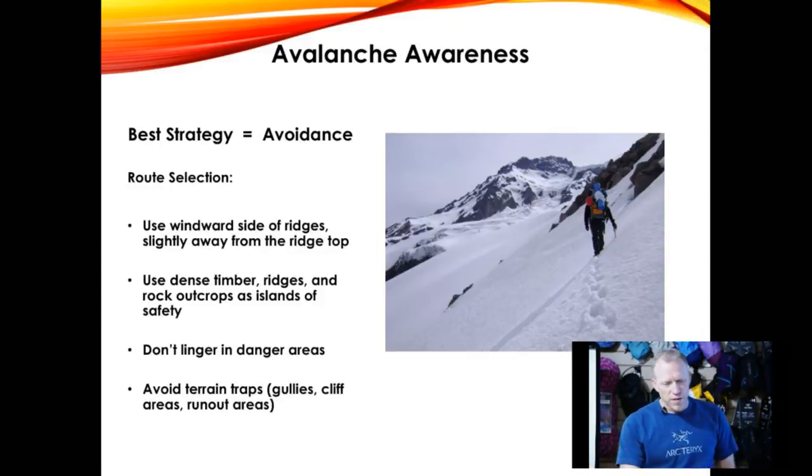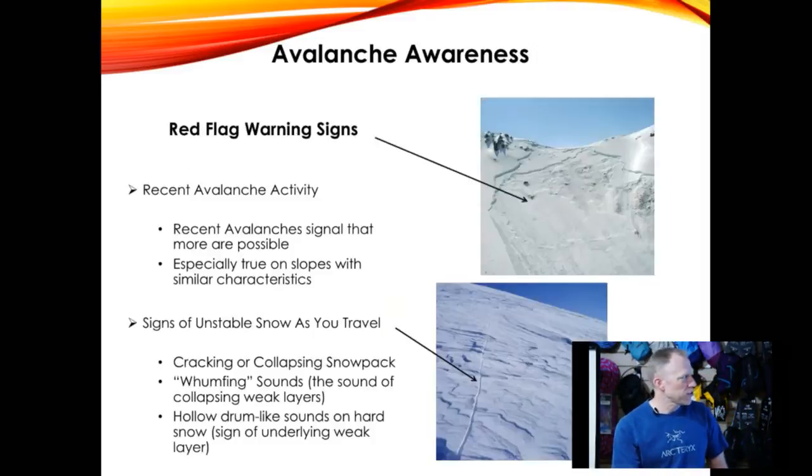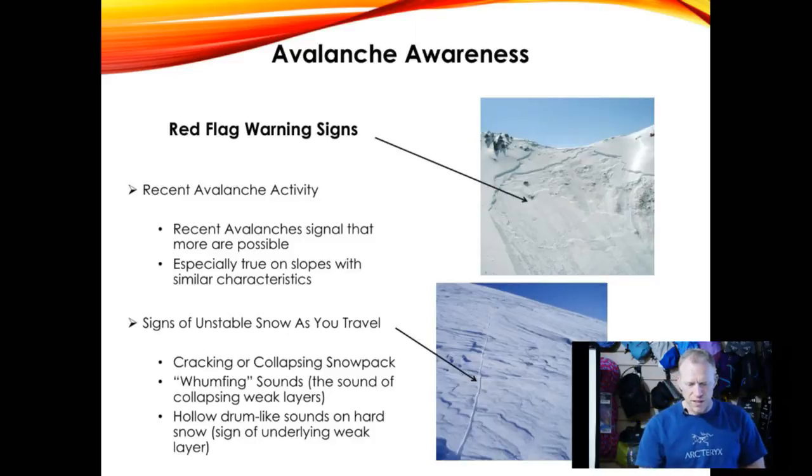Let's look at some red flag warning signs if you're out there. Number one, again, recent avalanche activity. We have a picture here of a crown line, a fracture that propagated a slab avalanche. Slopes with similar characteristics are especially suspect.